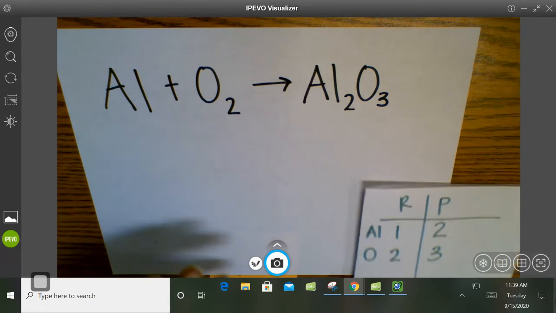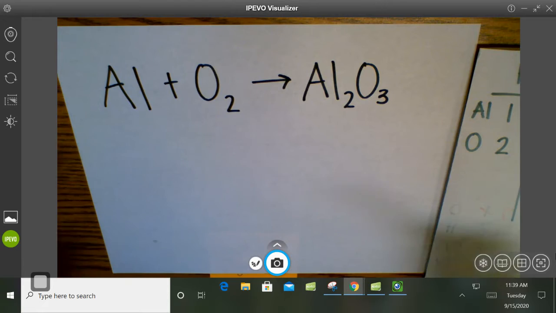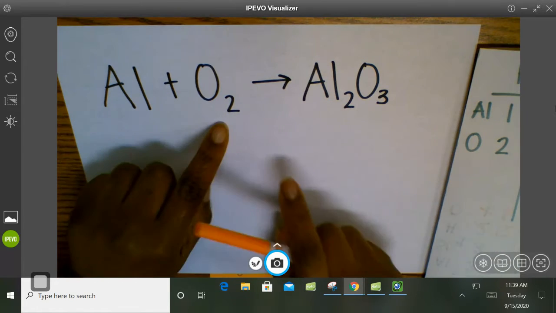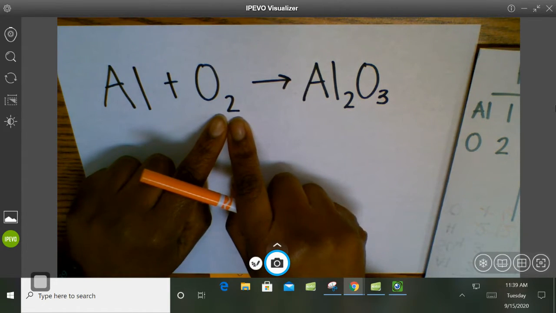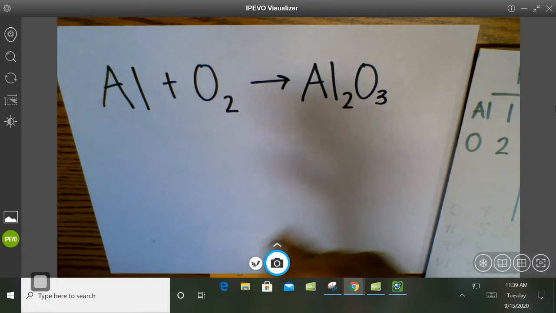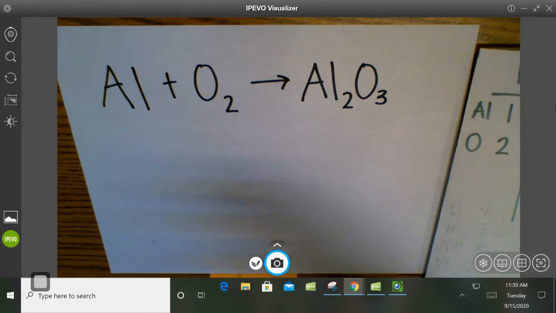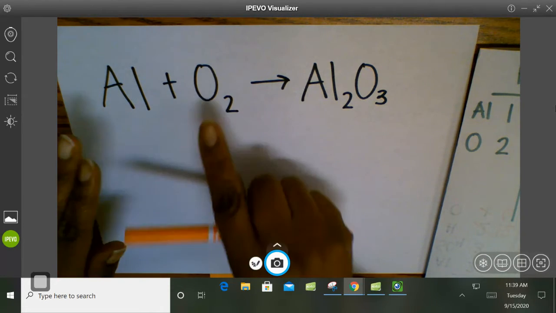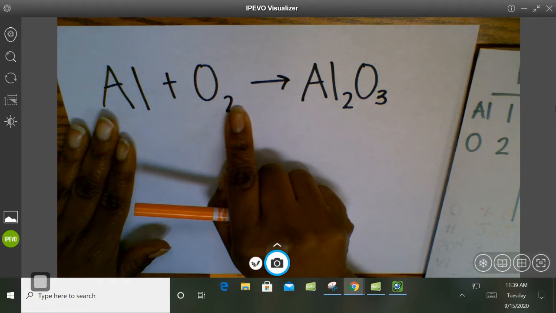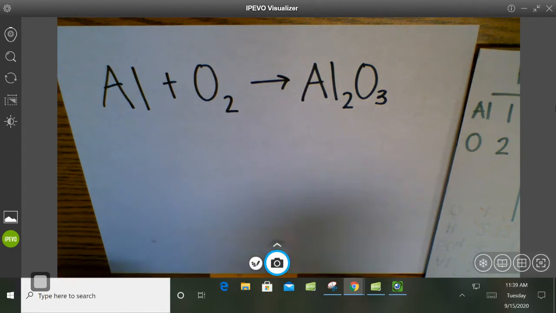Now, one of the things that I can do is add, but I've got to pay attention. I cannot add O by itself. You see how this is O2? So that means I have to add the O2. I can't just take off the 2. I can't change a subscript in order to balance an equation. So this can't become O3. This is oxygen gas, not ozone gas, and ozone is O3.